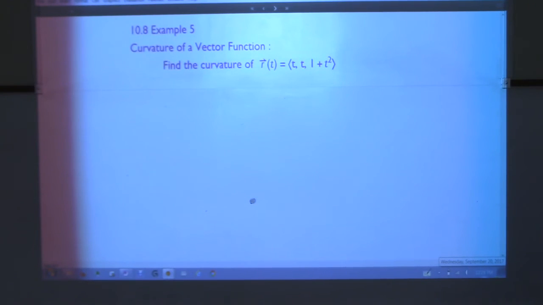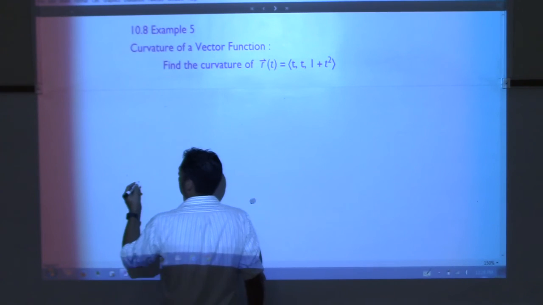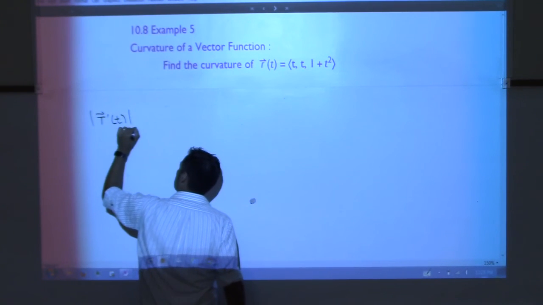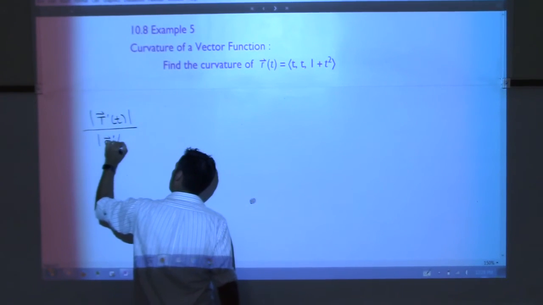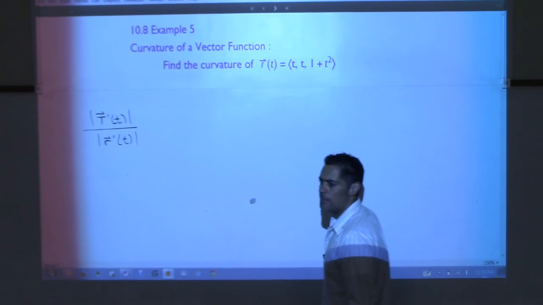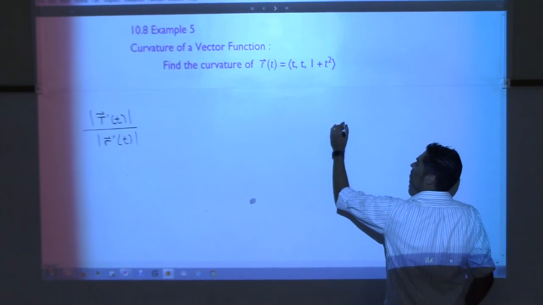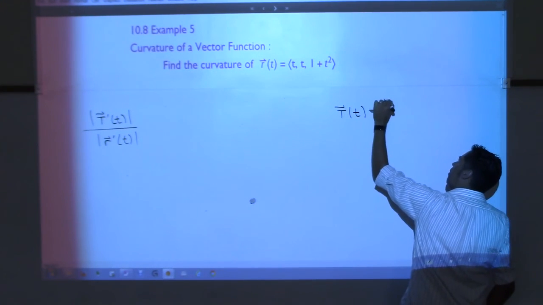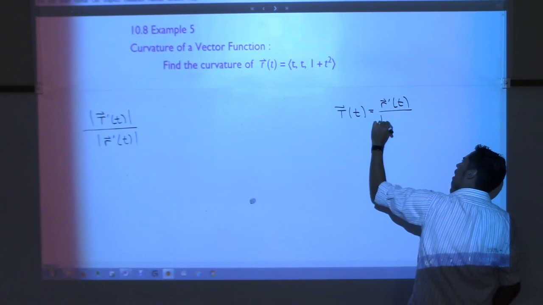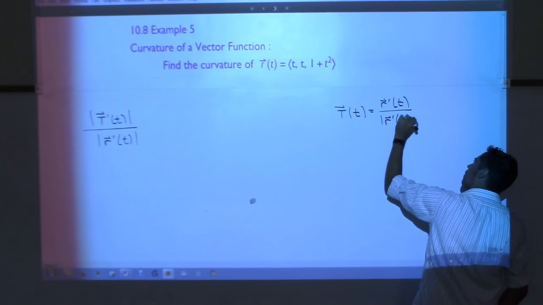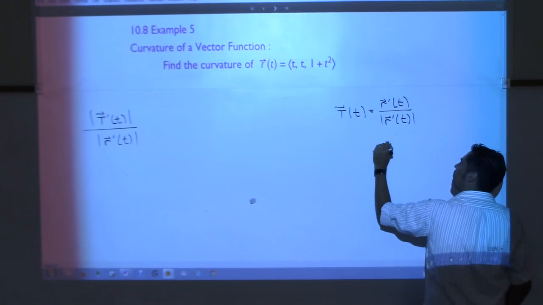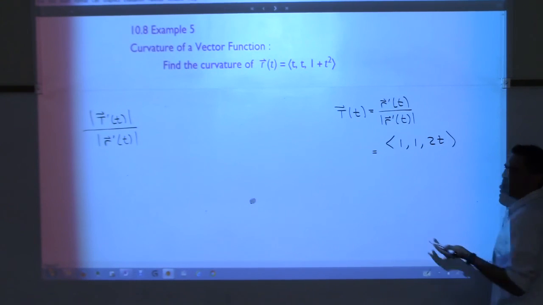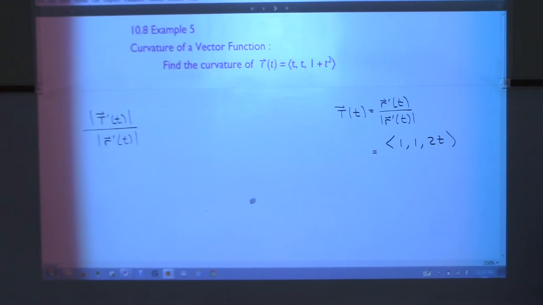Okay, let's try the first formula. We're going to work it together. So what do I need to do the first formula? It's the derivative of T, its magnitude, over the magnitude of r prime t, right? That's the formula. So let's figure out what T is. T of t is r prime over its own length. What is r prime? 1, 1, 2t. This looks unassuming at this point, doesn't it? This doesn't look too bad.